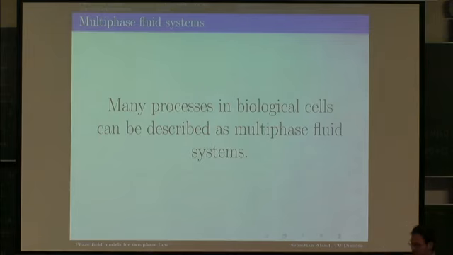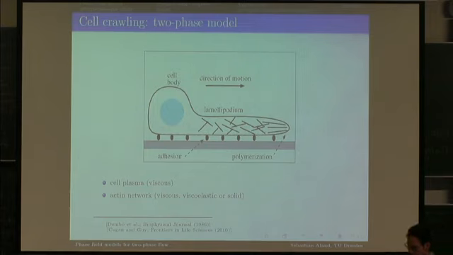In this context of cell biology, there are lots of aspects of cells which can be described as multiphase or two-phase systems. To give some examples, one of the earliest works that I'm aware of is cell crawling modeled as a two-phase system, by Dembo almost 30 years ago, where they account for the cell body as a viscous fluid and for the lamellipodium as another viscous fluid, or later viscoelastic.